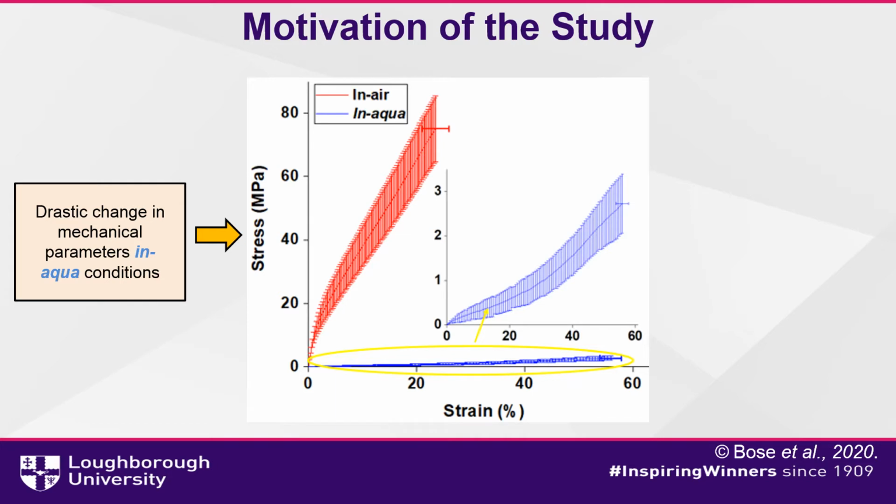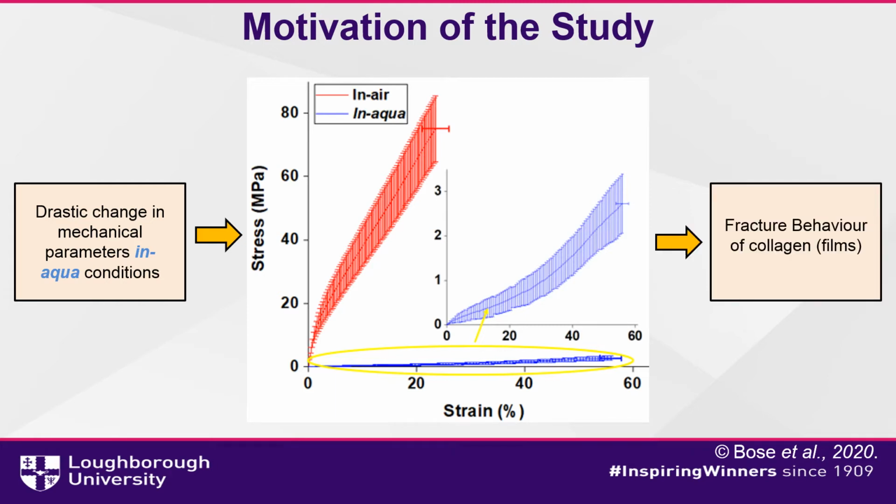In-air denotes samples that were tested in dry conditions, while in-aqueous indicates samples that were tested in biobath system. Now, in-aqueous testings are essential as they may partially mimic the in vivo conditions for potential biomedical applications. In the upcoming slides, all the in-air specimens would be denoted in red and the in-aqueous specimens would be denoted in blue. Hence, it would be interesting to investigate the fracture behavior of collagen films tested in air versus those tested in aqua.